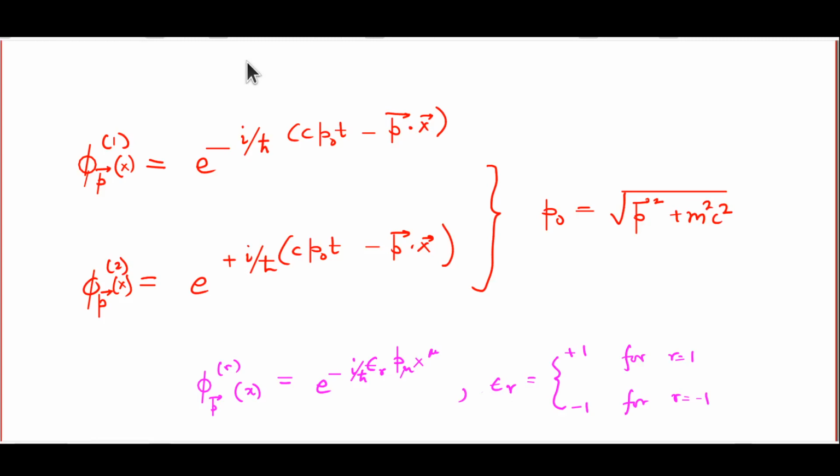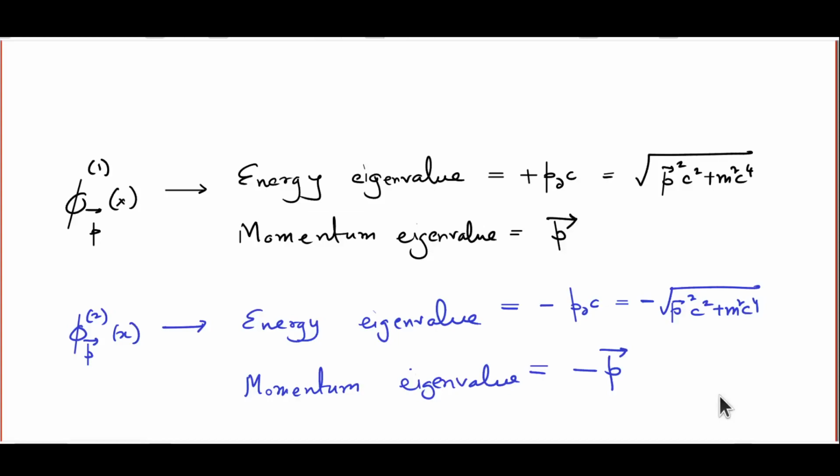Now you may have noticed one thing. What we have done is we were bound to change the sign of the energy term in the two solutions, but we have also changed the sign of the momentum term in both of them. So the second solution actually corresponds not to a momentum eigenvalue P vector, it corresponds to a momentum eigenvalue of minus P vector. This is something which you have to bear in mind. This means that while phi P1x corresponds to an energy eigenvalue of plus P0C, square root of P square C square plus M0 square C to the 4, and a momentum eigenvalue of plus P, the second solution phi P2x corresponds to an energy eigenvalue which is minus P0C and a momentum eigenvalue of minus P vector. This minus sign is a very important thing to bear in mind.